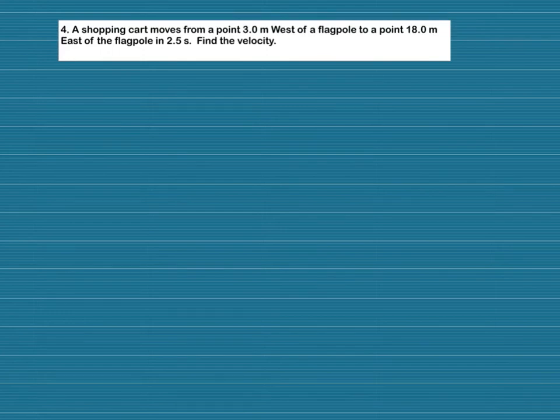Alright, the last problem in the worksheet is number 4. It says a shopping cart moves from a point 3.0 meters west of a flagpole to a point 18 meters east of the flagpole in 2.5 seconds. So it's giving me a couple of different displacements here, so you can always draw a picture to help you out. I can't draw very well, but this is the flagpole, and this is where he starts from, a point right here.